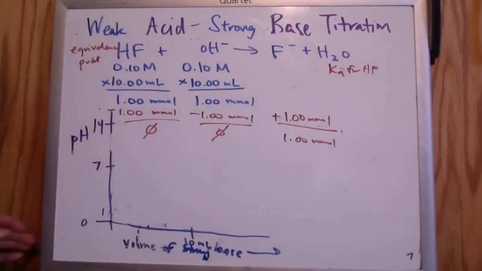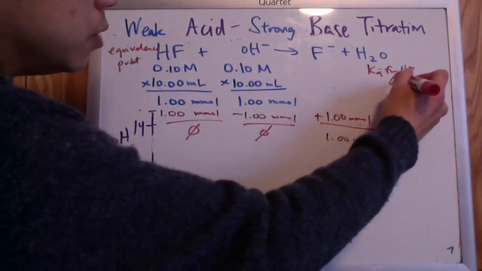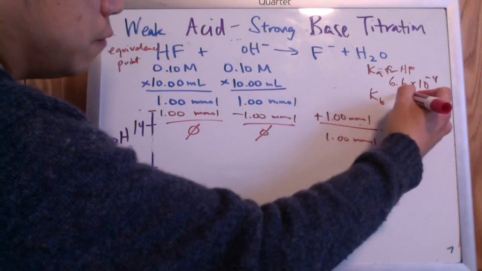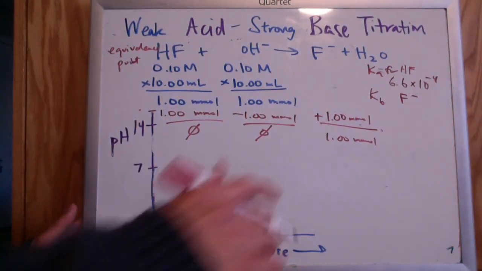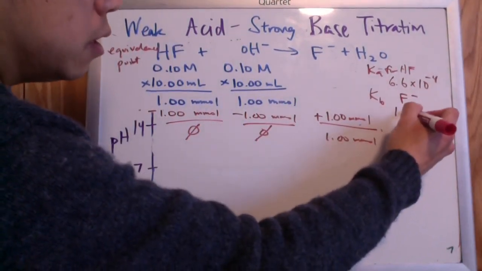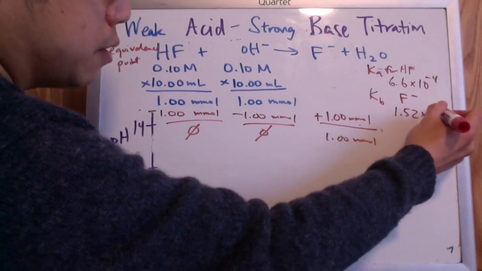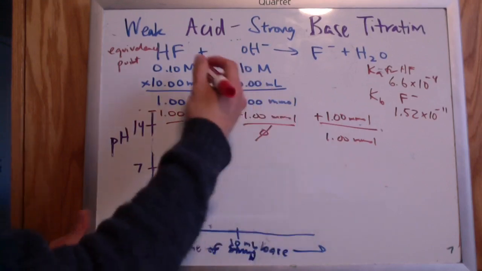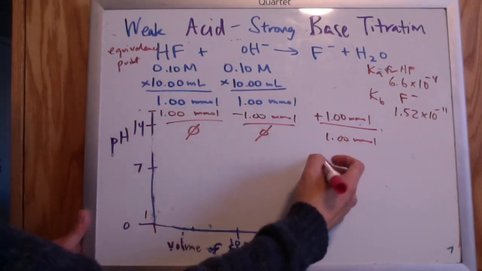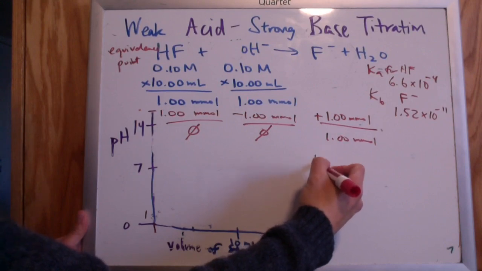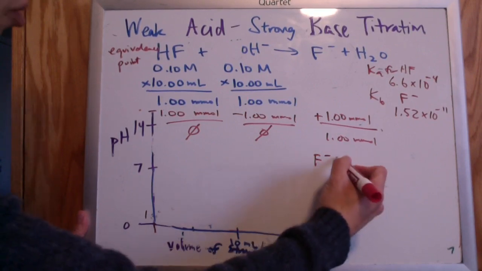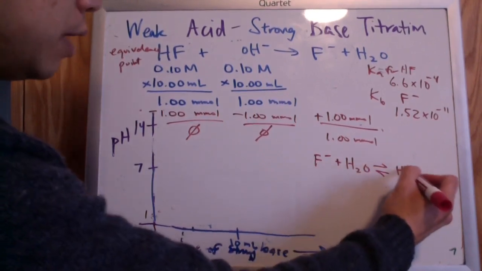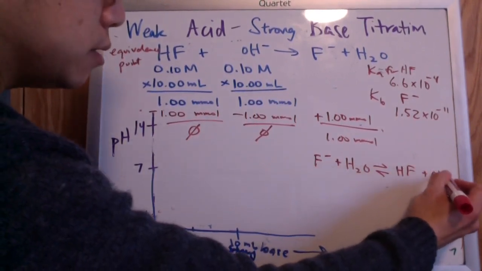So let's find the Ka value for HF. I looked it up on the internet, and that was 6.6 times 10^-4. That makes the Kb value for F- 1.52 times 10^-11. Then we want to find the pH of the F- in the solution, so we need to write the dissociation equation for it. F- is a weak base, so we always need to add water to the equation, with a double arrow, and we end up with HF plus OH-.